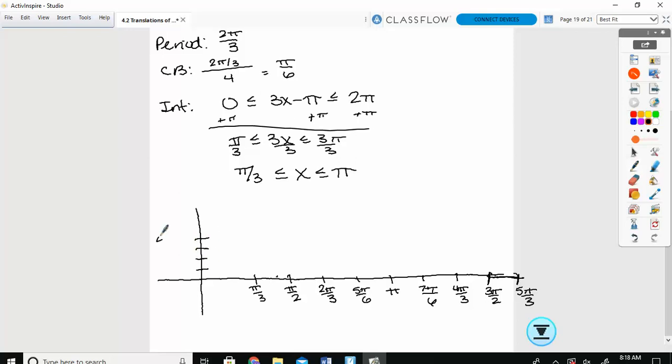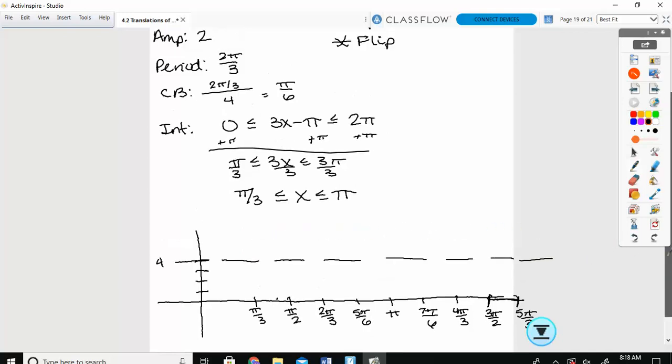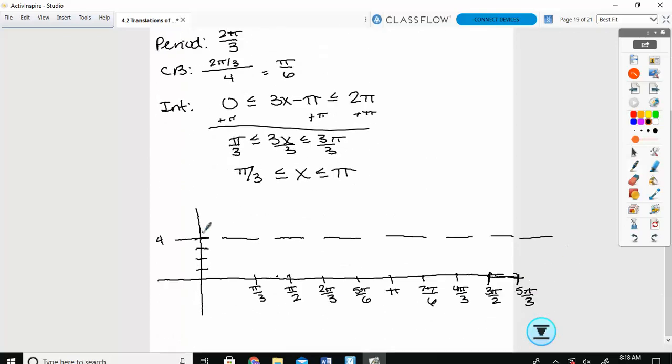Went up 4. So what I like to do is go to 4 and draw a dashed line. So that is my center. Then what's our amplitude? 2. So we'll go 2 above that, so our highest point would be at 6, or 2 below it, so our lowest point would be at 2. So we're just going to bounce back and forth between 2 and 6.